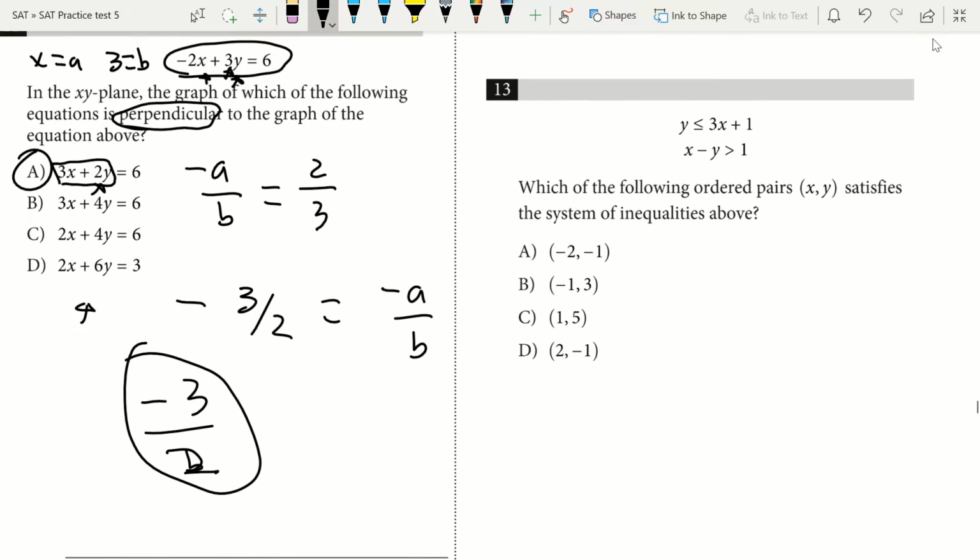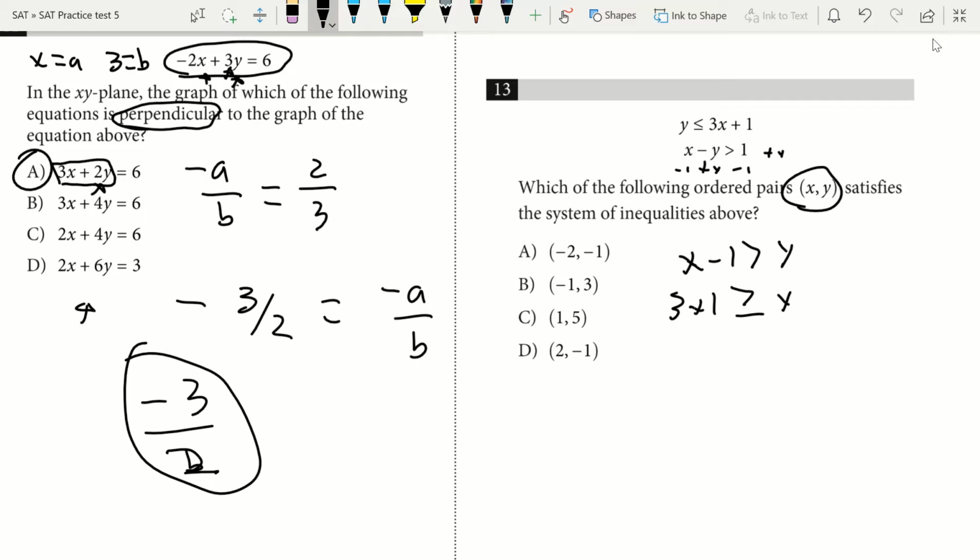Question 13. Which of the following ordered pairs x, y satisfies the system of inequalities above? All right, well, I'm going to try and get y on each side, right? So I'm going to add y over here, and then I'm going to subtract 1, right? So now I'm left with x minus 1 has to be greater than y. And then I have my other equation, which is that y has to be less than or equal to 3x plus 1.